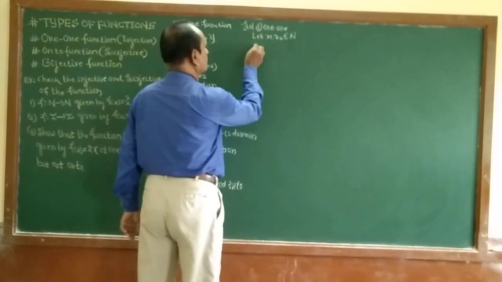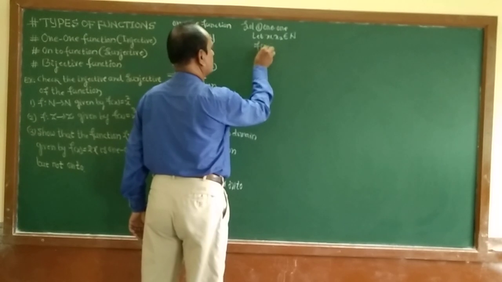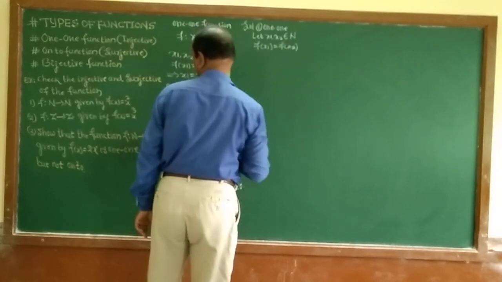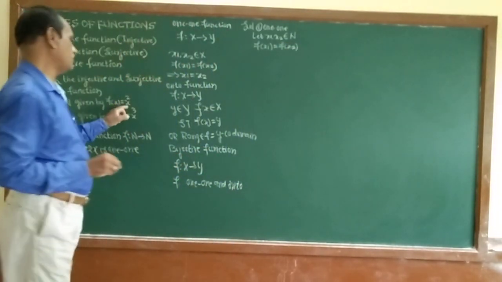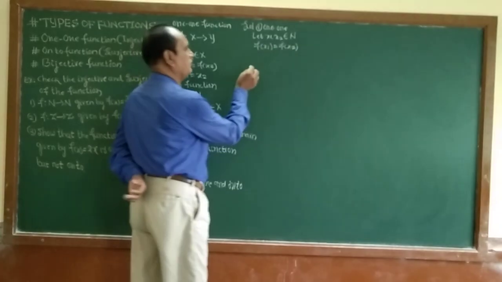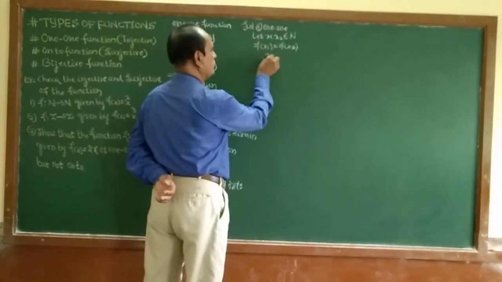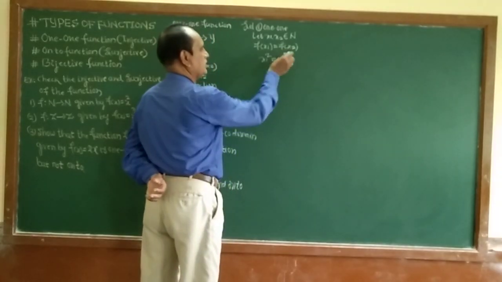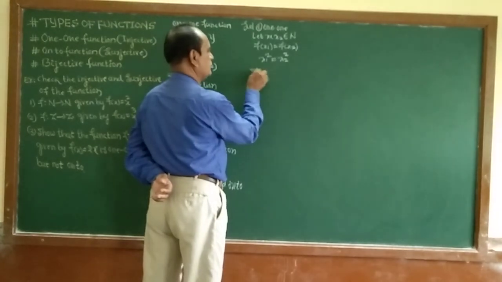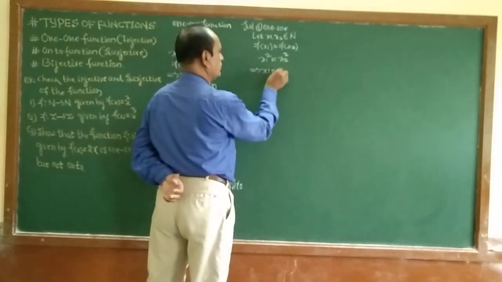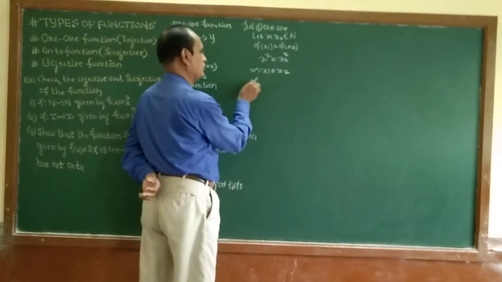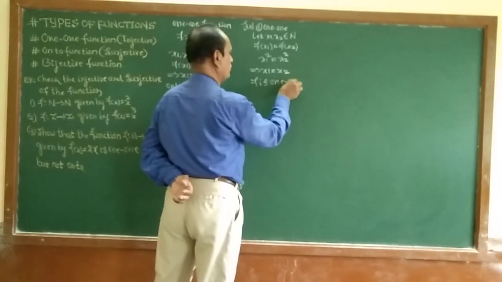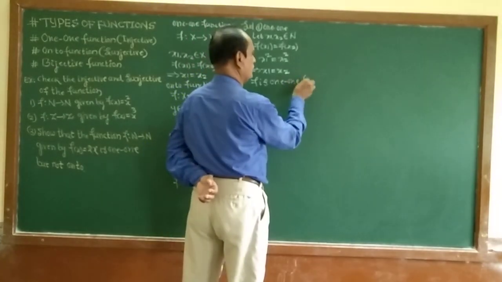Okay, so the function definition: f of x1 is equal to f of x2. The function is f of x is x square. On the same line, f of x1 means x1 square is equal to f of x2 means x2 square. Taking the square root on both sides, this implies x1 is equal to x2. So x1 is equal to x2 means f is one-one. So f is a one-one function.